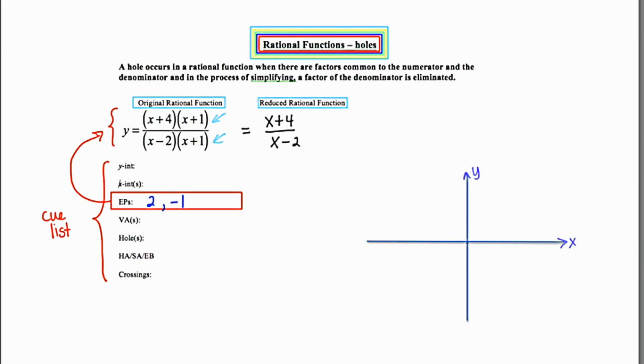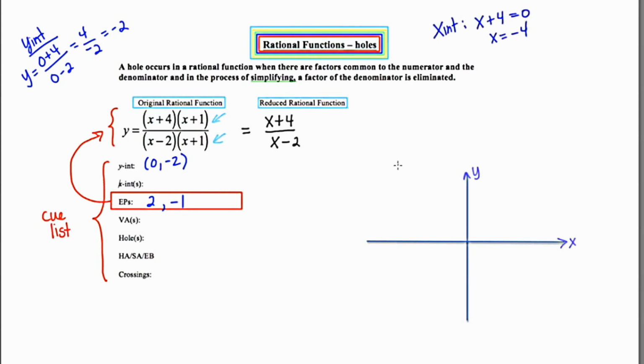The first Q that I'm going to answer is the y-intercept. The y-intercept is found by letting x equal 0. So I'm going to go ahead and do this on the upper left. So our y-intercept is 0, negative 2. Okay, now for the x-intercept. To find the x-intercept, we're supposed to set the numerator equal to 0. I'm going to go ahead and do that. So the x-intercept is negative 4, 0.